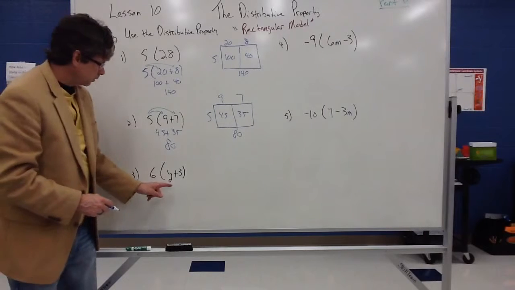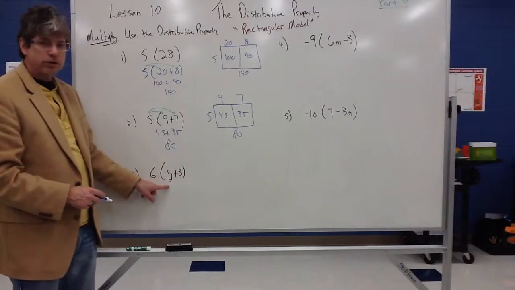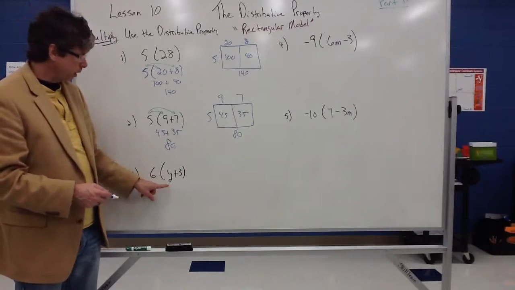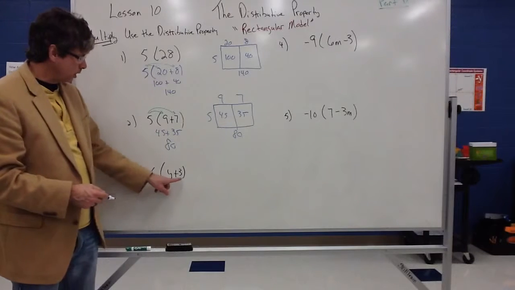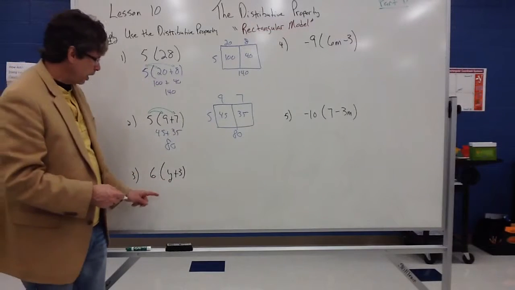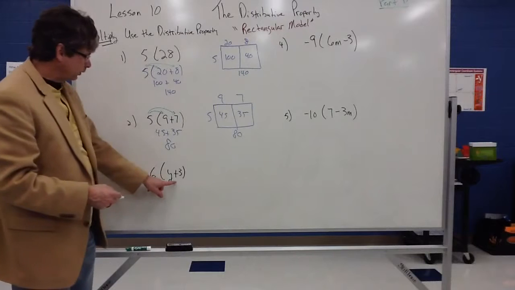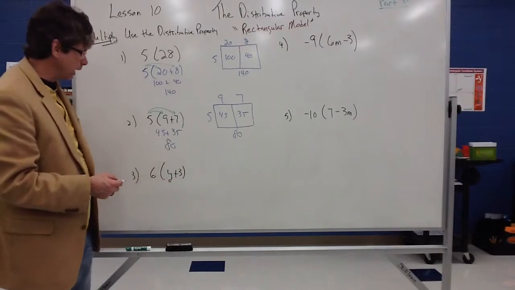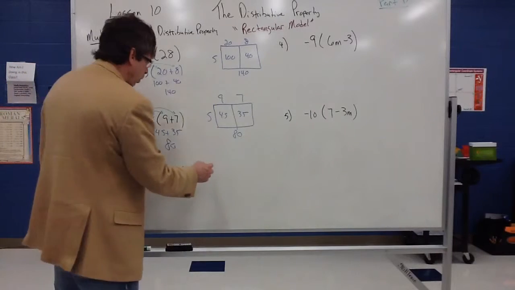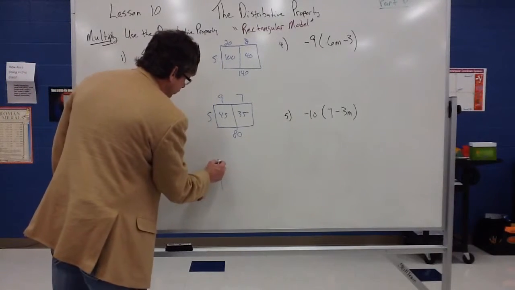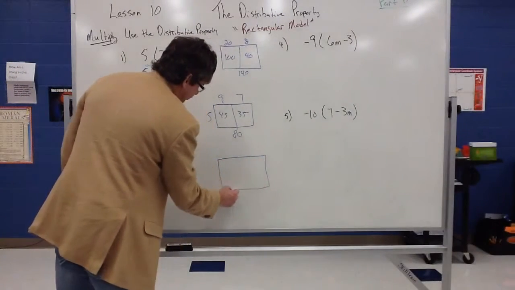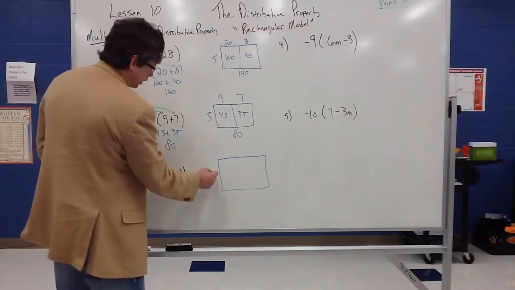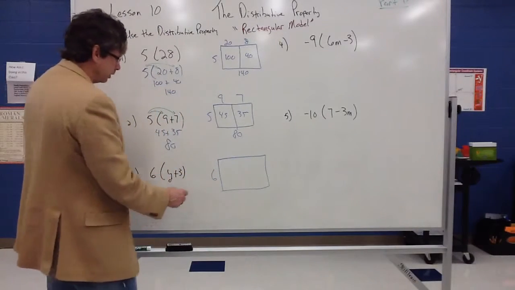Now, looking at this problem, we introduced the algebraic expressions. So we have 6 times the quantity y plus 3. So we have a multiplication problem, but notice that inside the parentheses, we can't actually add those together. Those aren't like terms, so I can't add a y to a 3. What we can do, though, is use the distributive property to rewrite the problem. The 6 is the outside edge, the y plus 3 is the top edge.